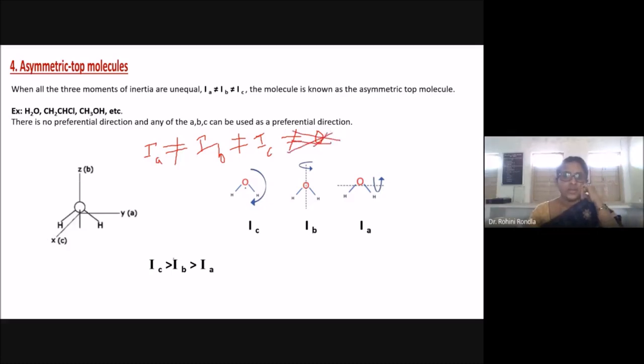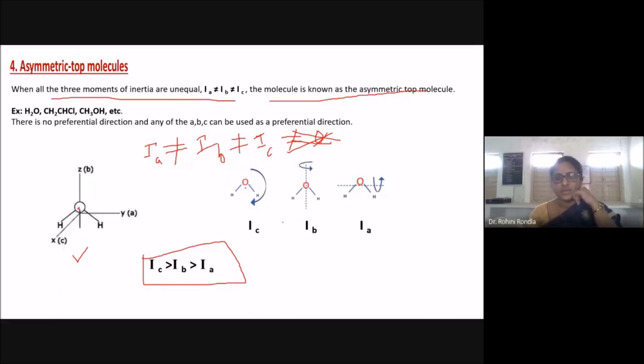Because there is a variation in each and every moment of inertia. See this, IC is greater than IB, IB is greater than IA. These moments of inertia are not equal. So when all the three moments of inertia are not equal, such molecules are called asymmetric top molecules. See this, for example, water. This is oxygen and these are two hydrogen atoms. And see these images. Here you can see.